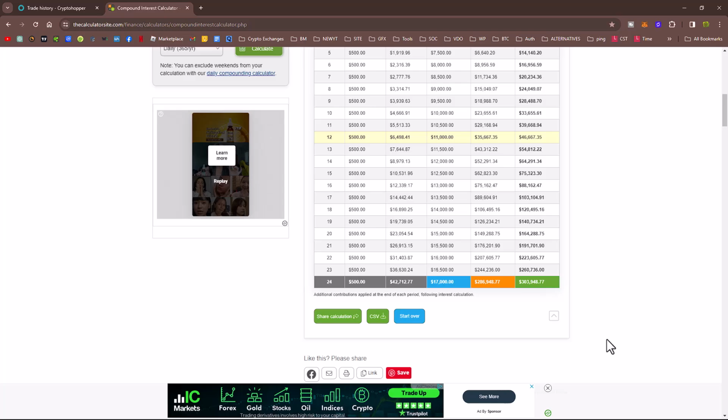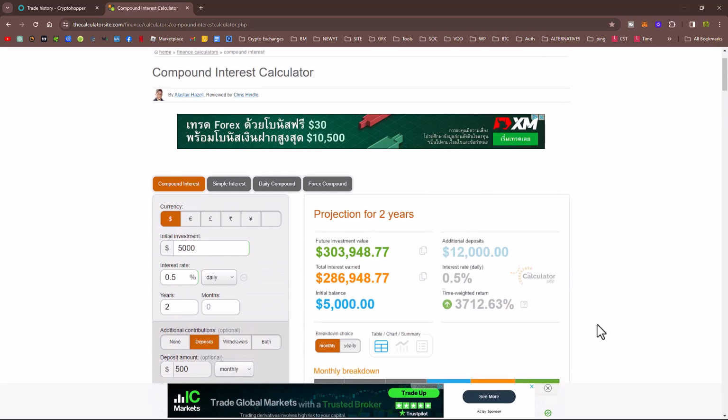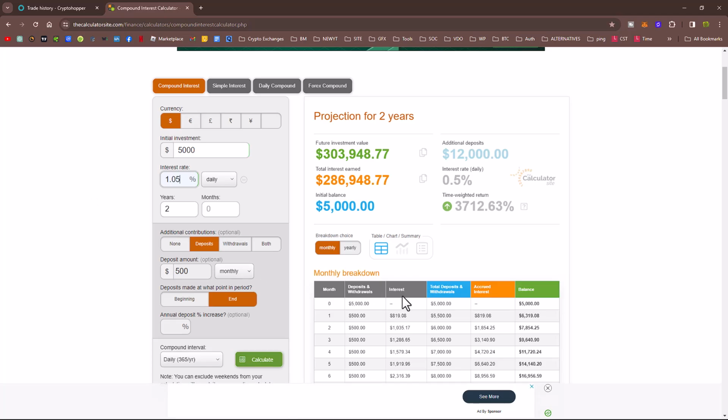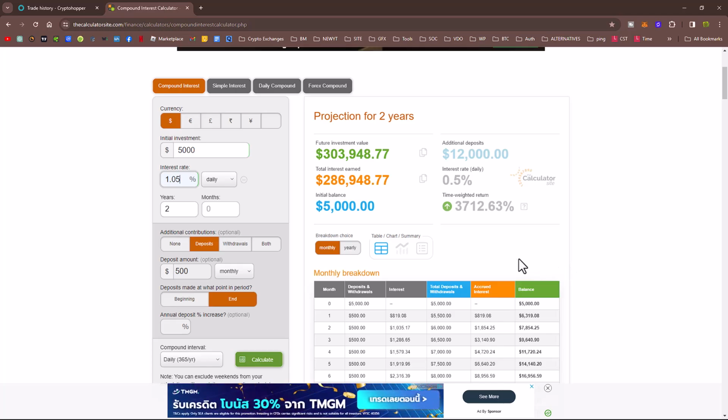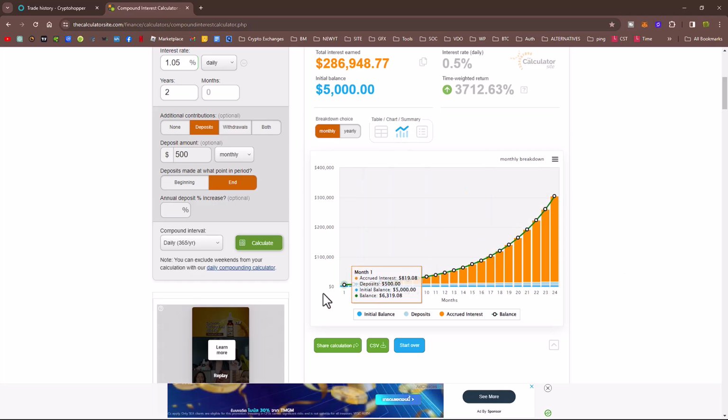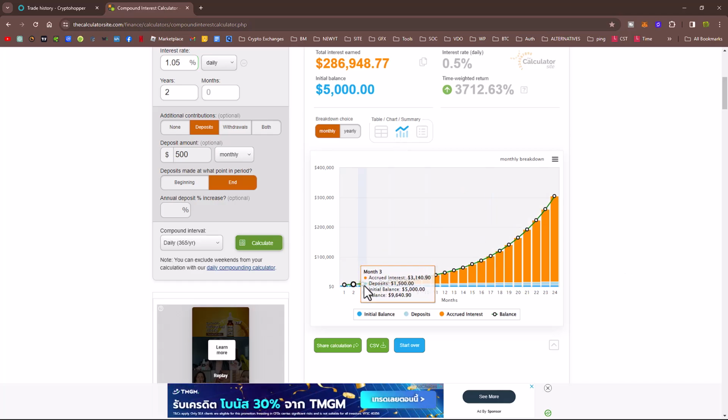Hello? Can you hear me, guys? Alright, massive difference just by adding an extra 0.55% on top and compounding it. 1.05%. I've never found anything more than 1.05% daily, but I'm always looking for something. You also get this graph here, which is pretty cool.